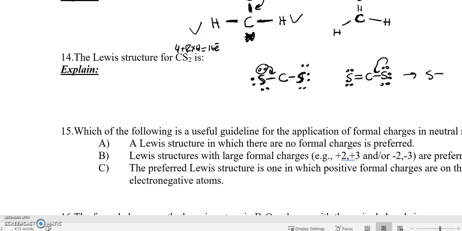And now we're going to have sulfur double bond carbon and double bond sulfur. So here we got lone pairs, and then carbon having 4 bonds around it, so it's going to be 8 electrons in total. It's an octet. So this is an octet, this is an octet, and this is an octet. They're all good to go. That's going to be the structure.